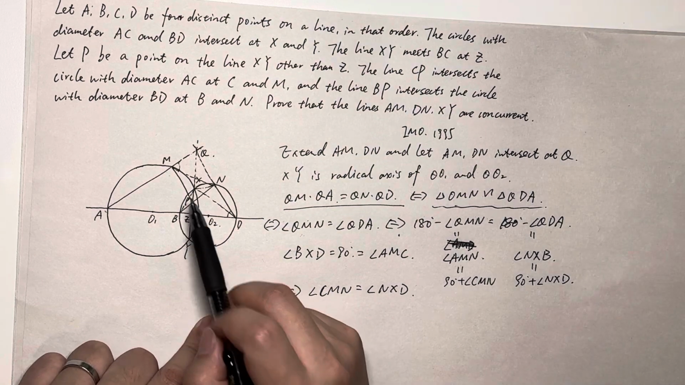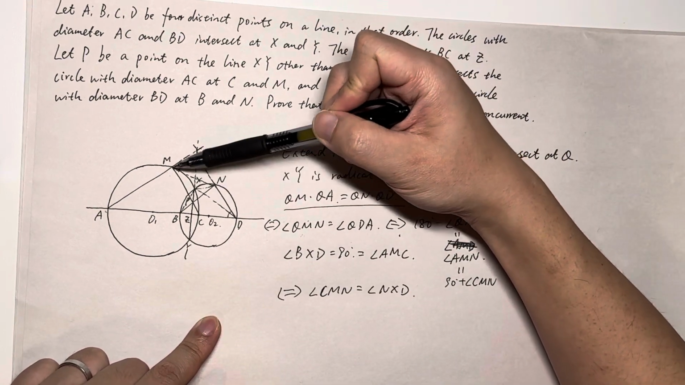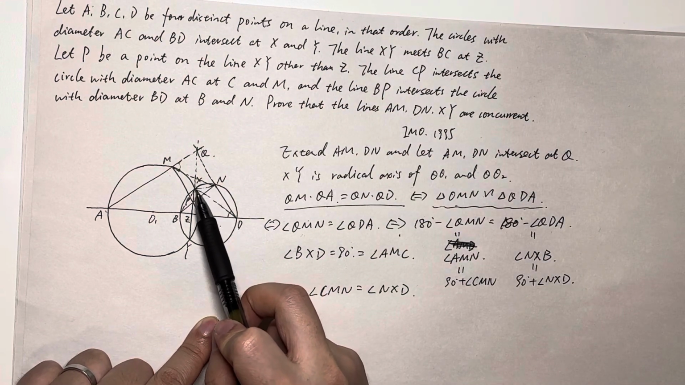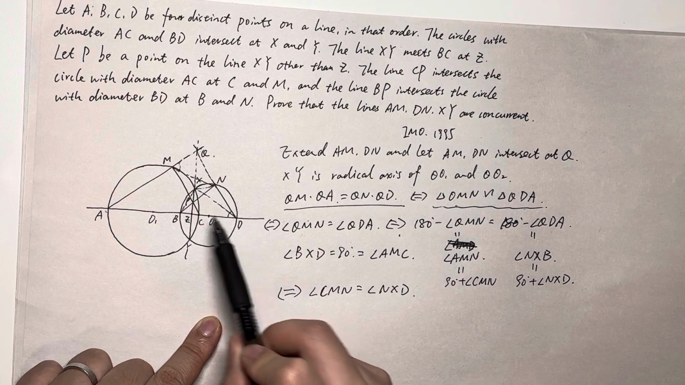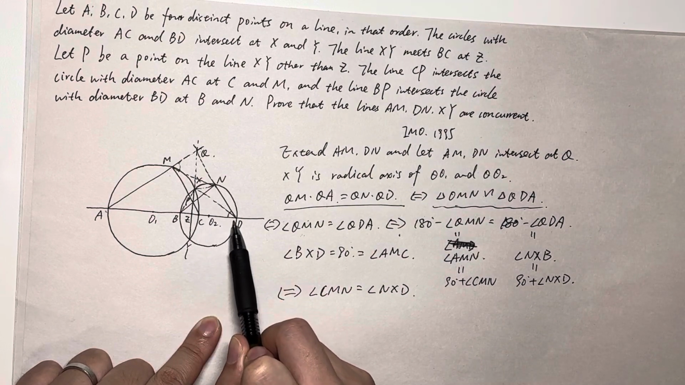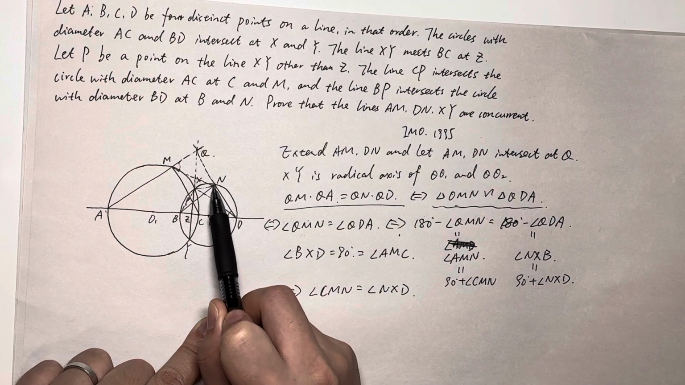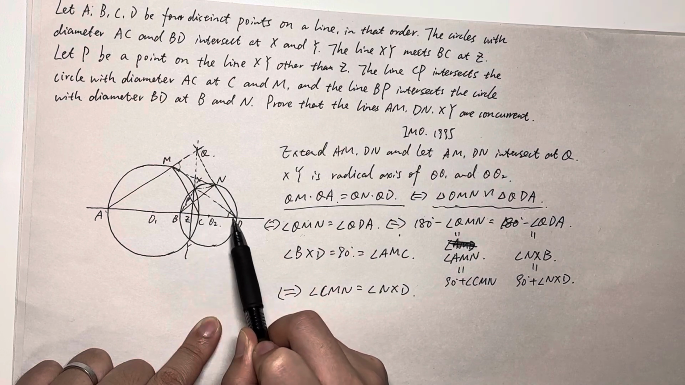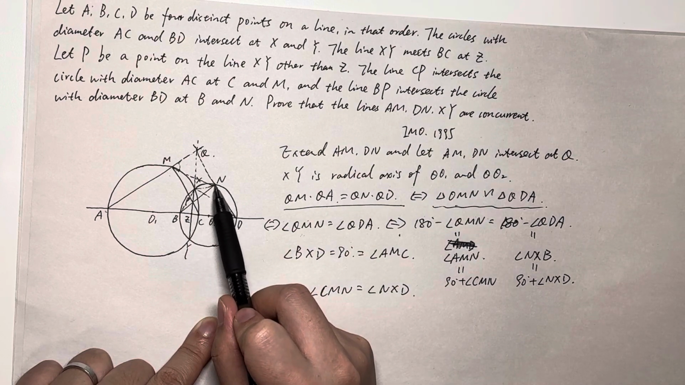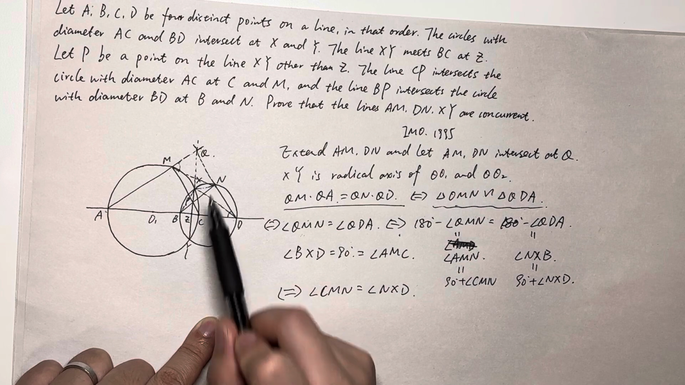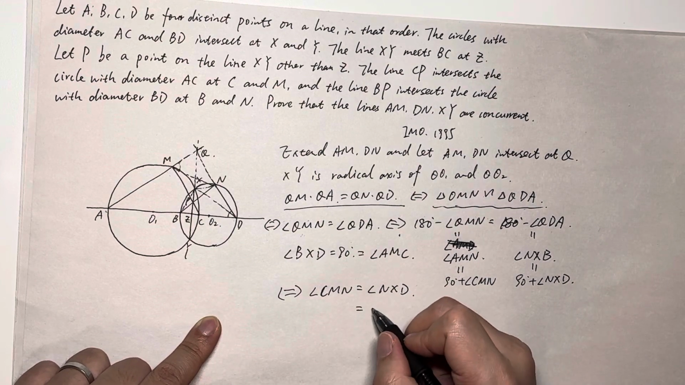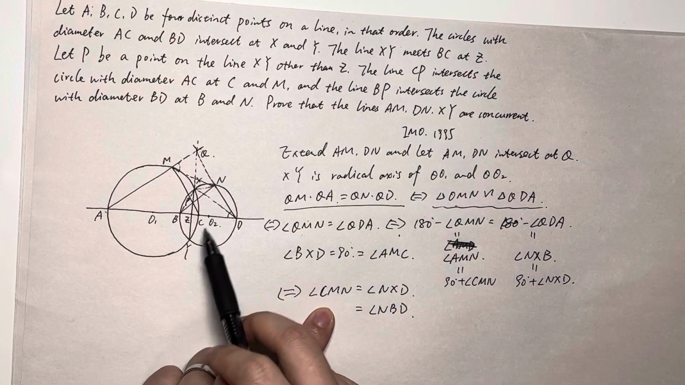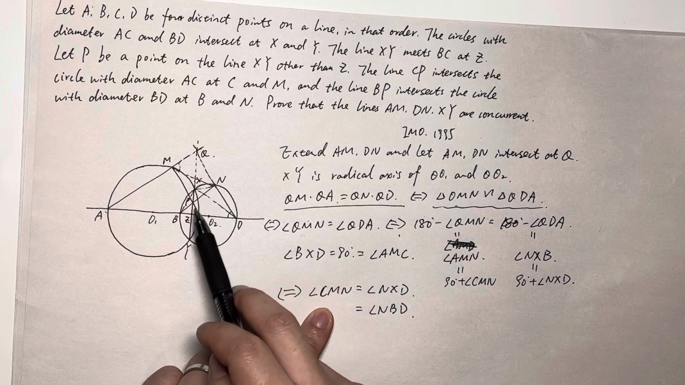Right? So now we want to prove that angle CMN equals angle NXD. Look here, angle NXD equals angle NBD, right? Because XBDN are cyclic. So we want to prove that angle CMN equals angle NBD.